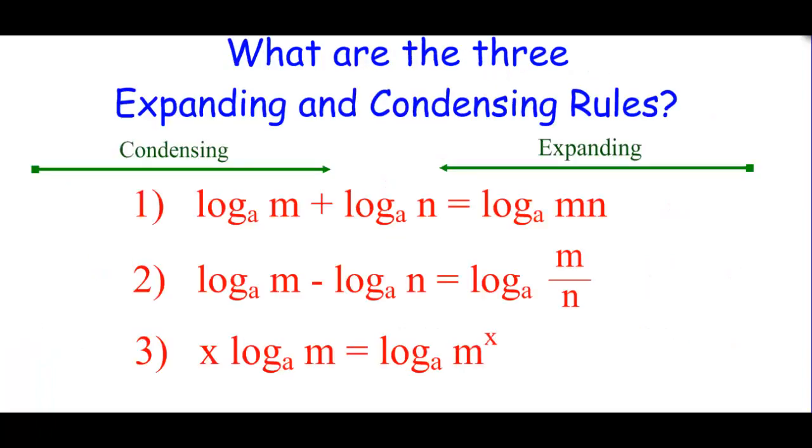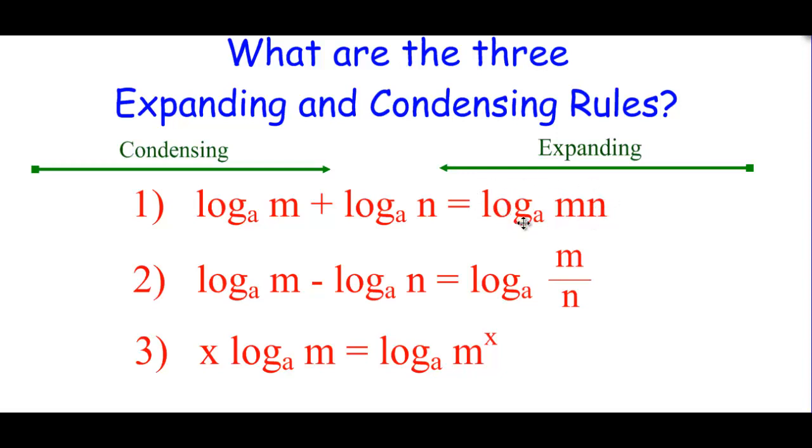So we're going to go through 3 rules of expanding and condensing. So there's 3 of them. 1, 2, 3. The first one deals with when you add 2 logs. Now the important thing to know with all these rules is the base number has to be the same to do any of these rules. And in our examples they will always be the same so we can actually do the problems. So log base a of m plus log base a of n, we can combine that, condense it to make it one log base a of m times n.